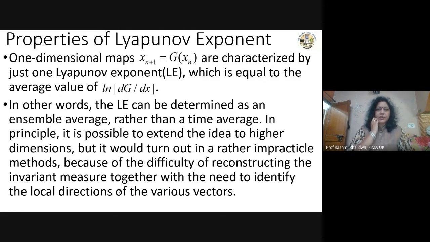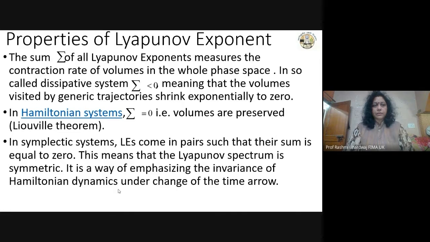This is the characteristic of a one-dimensional map. If we take x(n+1) equal to g of x(n), then easily we can characterize the Lyapunov exponent, which is equal to the average of the log of the rate of change, dg by dx. The sum of all Lyapunov exponents measures the contraction rate of the volume in the whole phase space. So if it is less than 0, this means the trajectories are coming closer, so they shrink exponentially to 0.